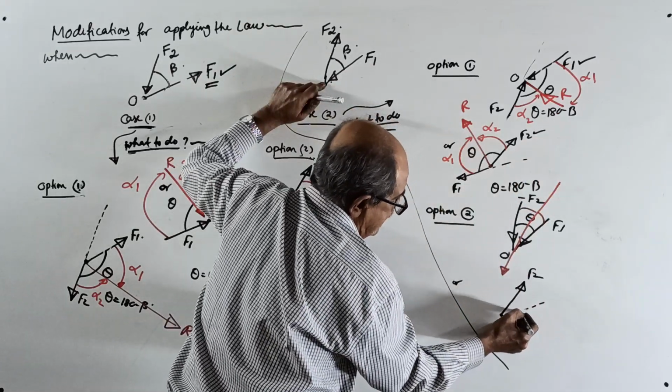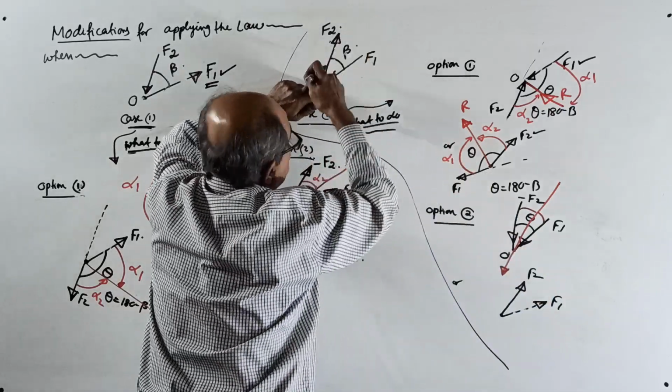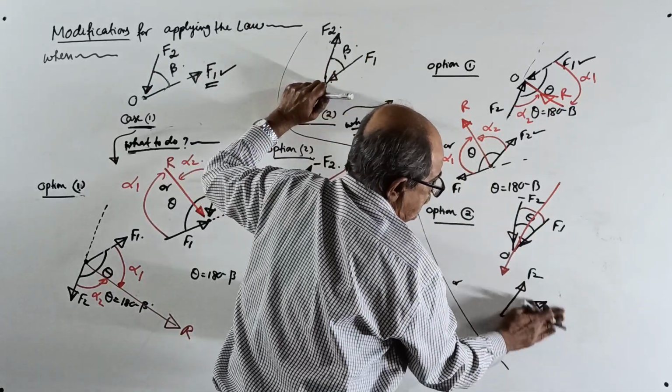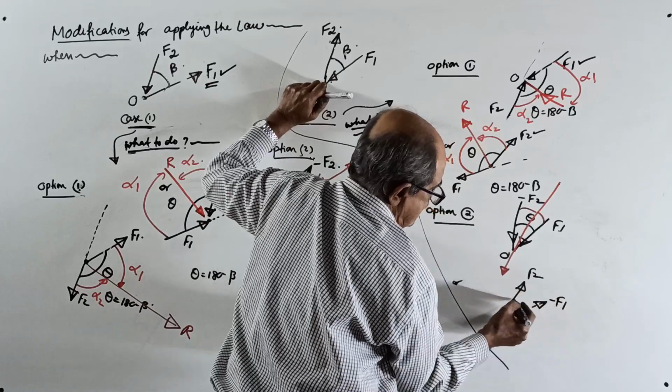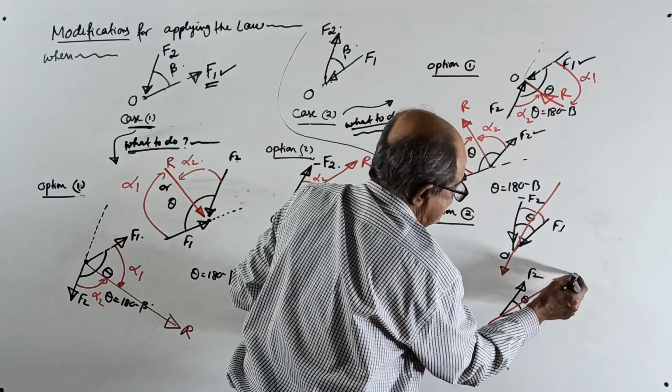F1 is coming this way. You make it this way, F1. But actually F1 is this way, so what do you do? You write minus F1 here. Now this is your theta. Now the resultant should be like this.